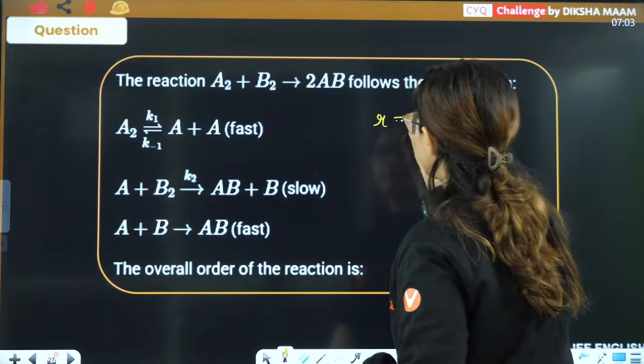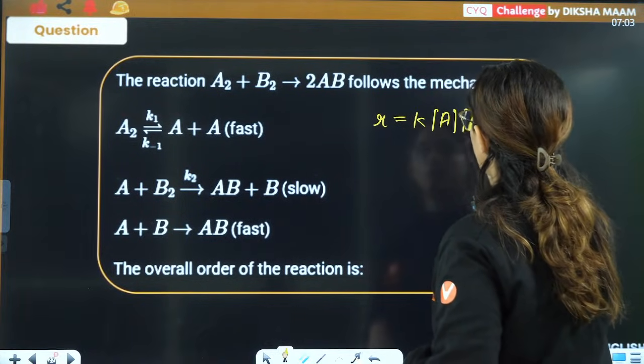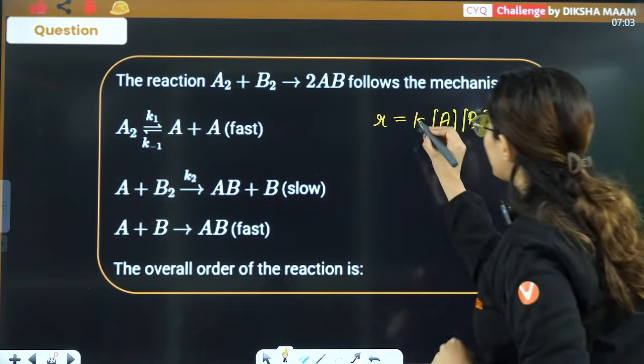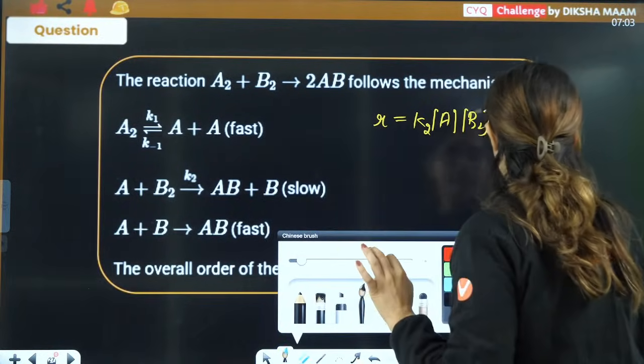According to the rate determining step, it is going to be k of A raised to power 1 and B2 raised to power 1. That is going to be the rate determining step, right? And here it is given to be k2, right? According to the rate determining step. That is the first equation.